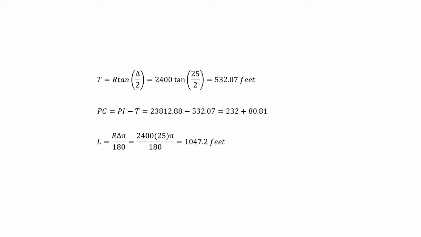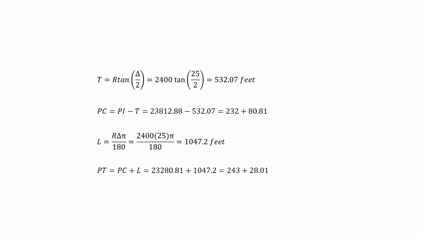Now we need to solve for the length of the curve, and this is equal to the radius times delta times pi divided by 180. So 2,400 times 25 times pi divided by 180 gives us a length of curve of 1,047.2 feet.